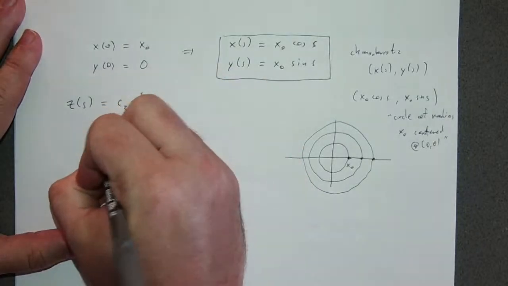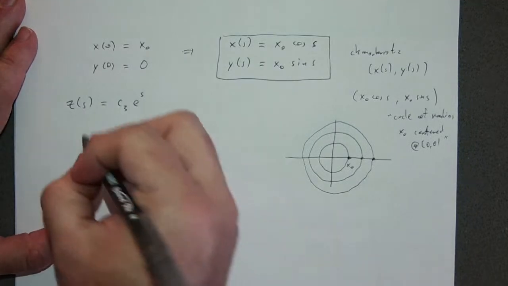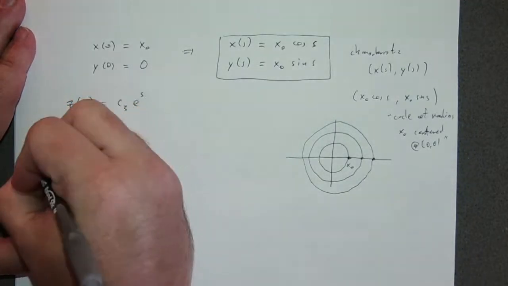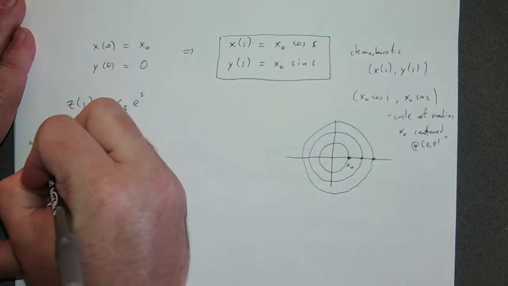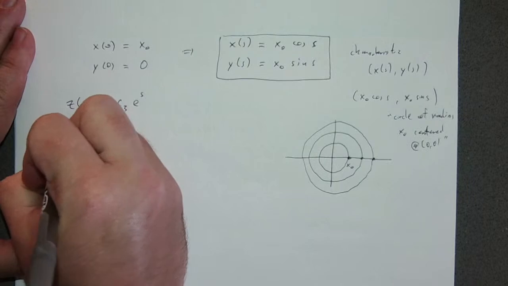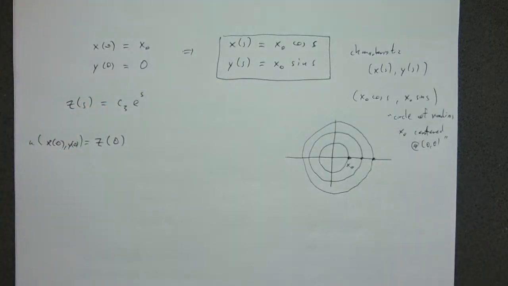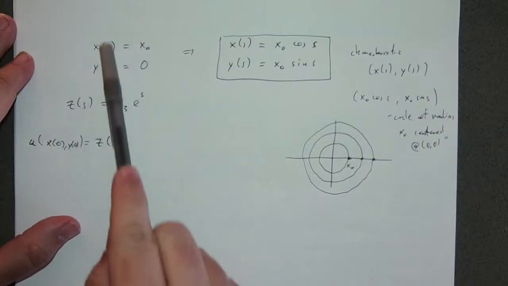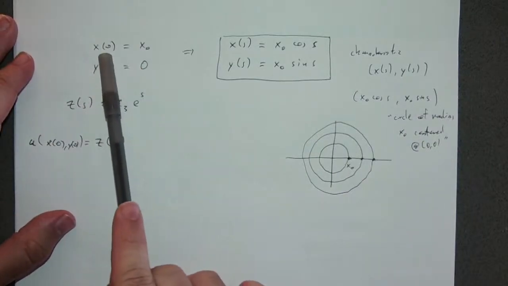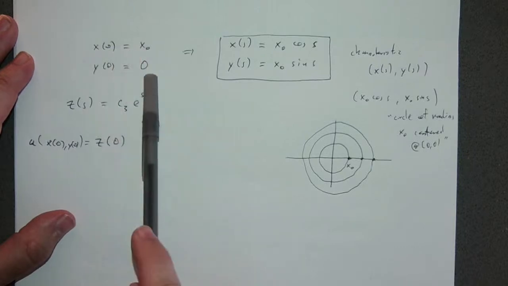So first of all, z of 0 is what? So z of 0 is u of x of 0, y of 0. But we chose the values of those constants in these equations specifically so that x of 0 is x naught and y of 0 is 0.